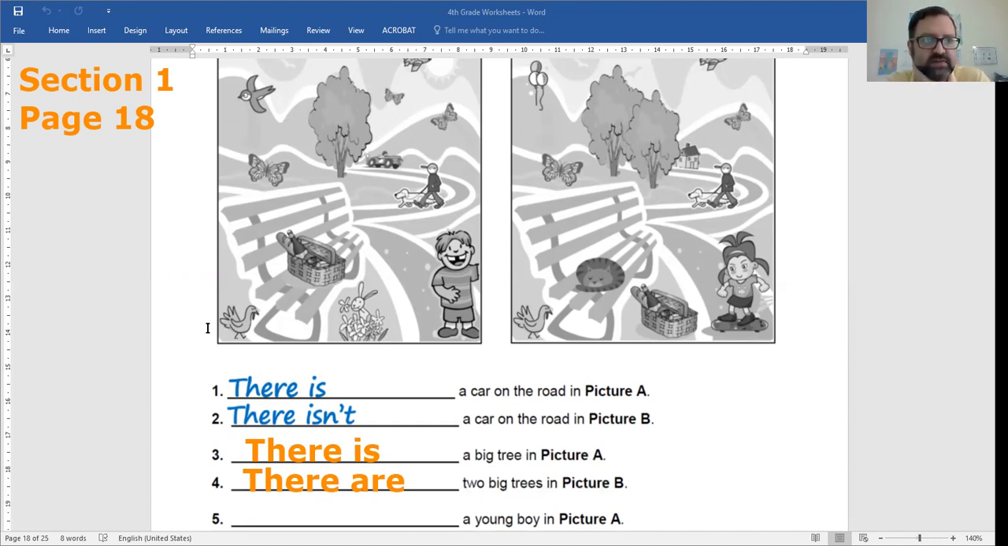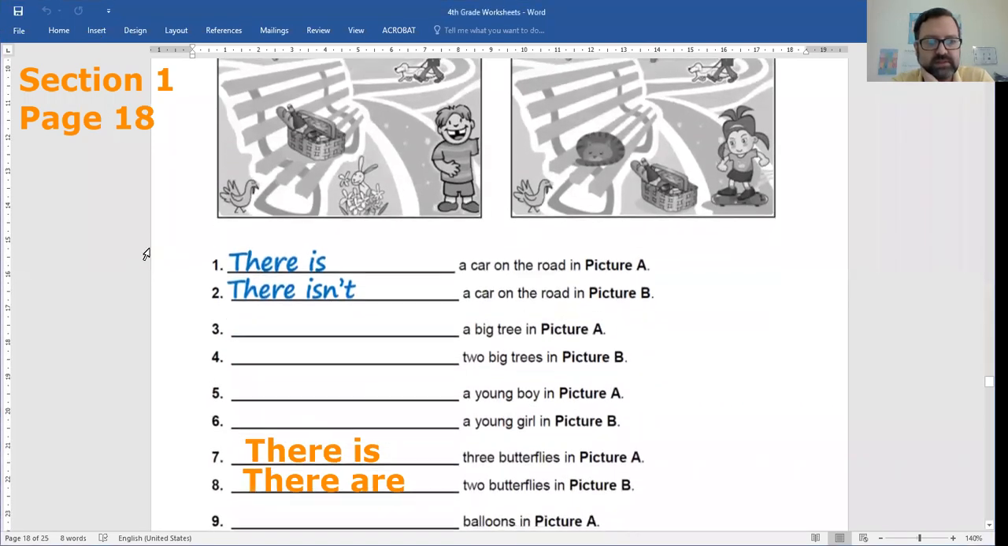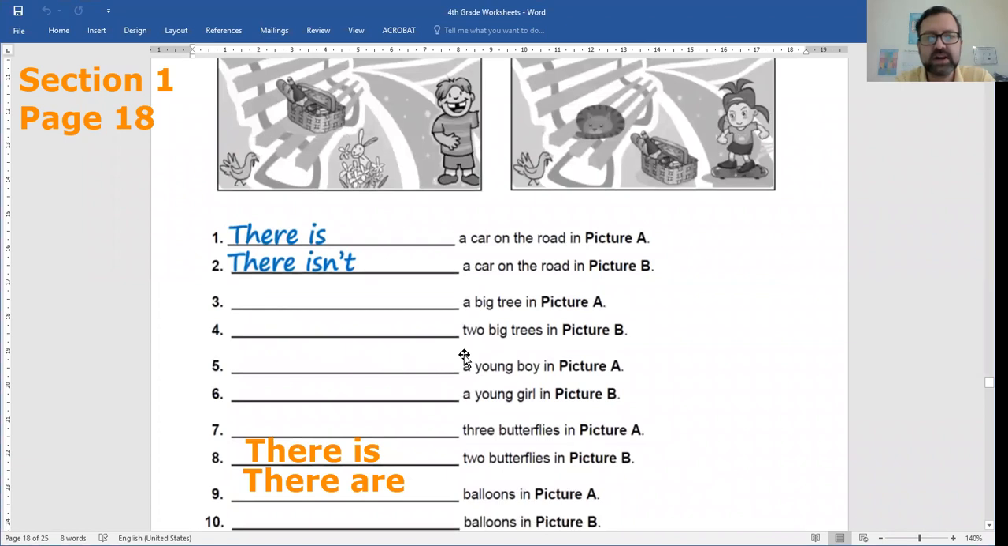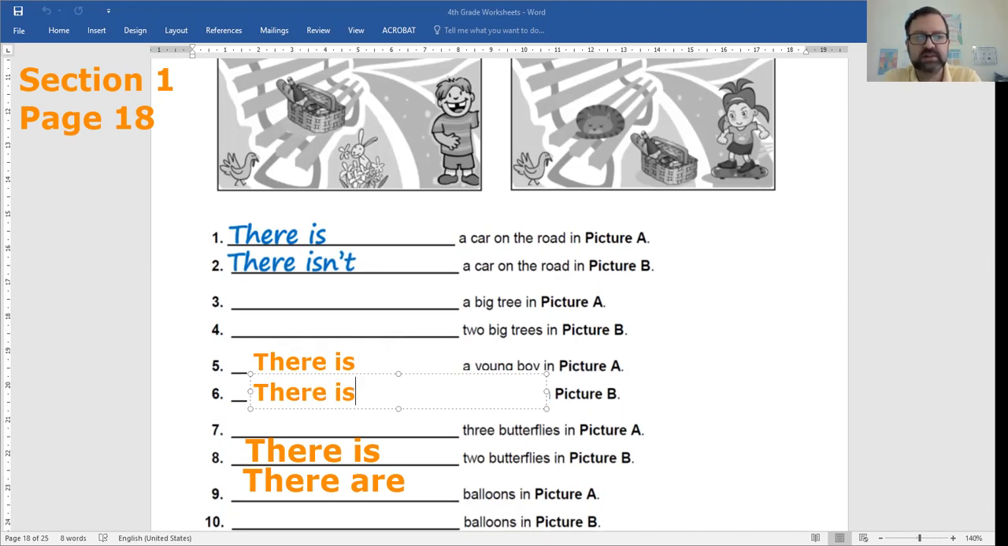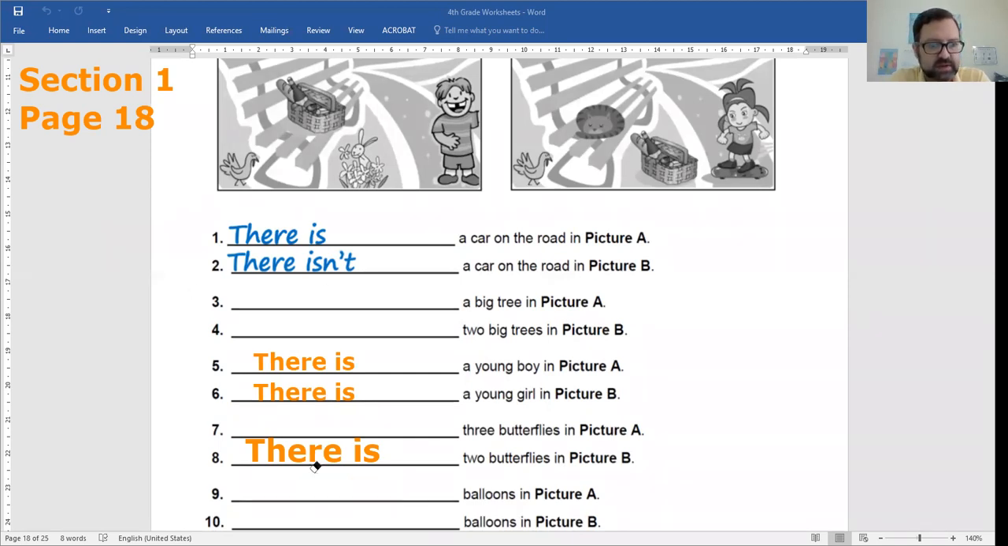All right, number five. Actually, let me scroll down a bit. All right, five and six. It says blank a young boy in picture A. Okay, I can see this kid in the corner here. And blank a young girl in picture B. Let me make this text a little smaller so I can fit it in here. We should have there is a young boy in picture A, and number six should also be there is, because we are only talking about one girl, okay?